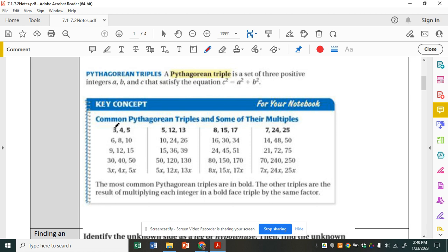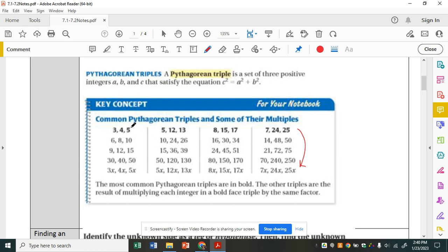You could have a right triangle with the side lengths of 3, 4, and 5. 5 would be your hypotenuse because it's the longest. You could have a right triangle of 5, 12, and 13, where 13 would be the hypotenuse. You could have a right triangle with a leg of 8, a leg of 15, and a hypotenuse of 17. And similarly, a leg of 7, a leg of 24, and a hypotenuse of 25. You can also have any of the multiples of those, right?